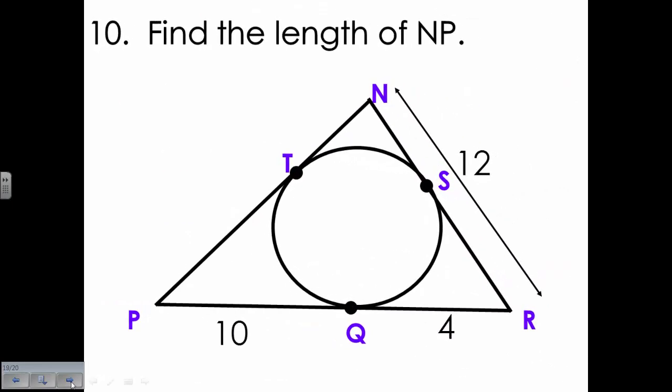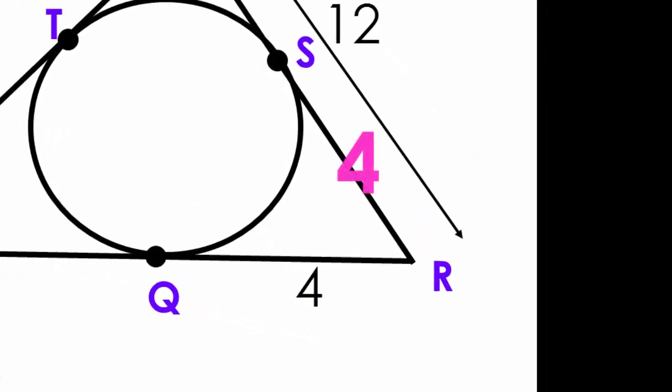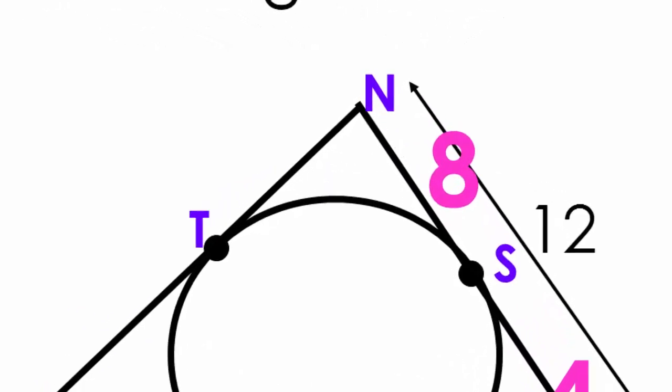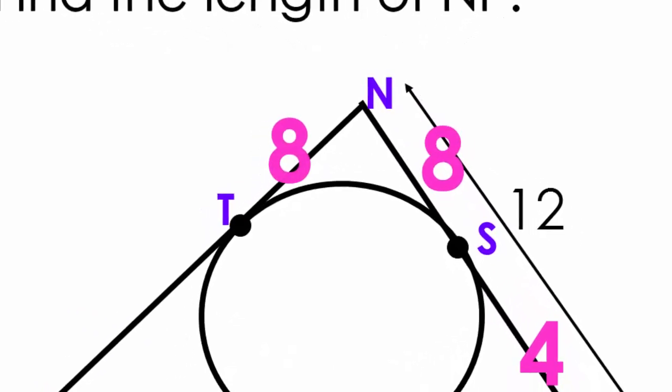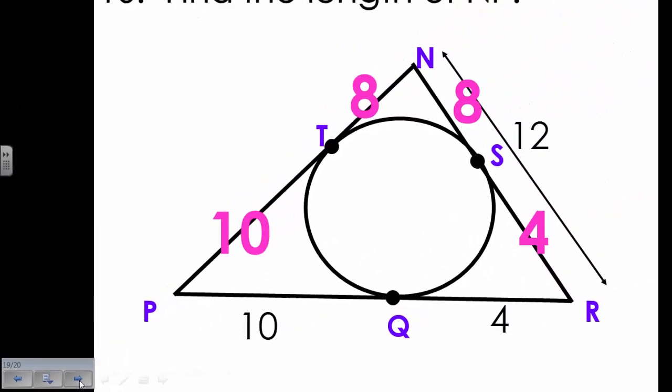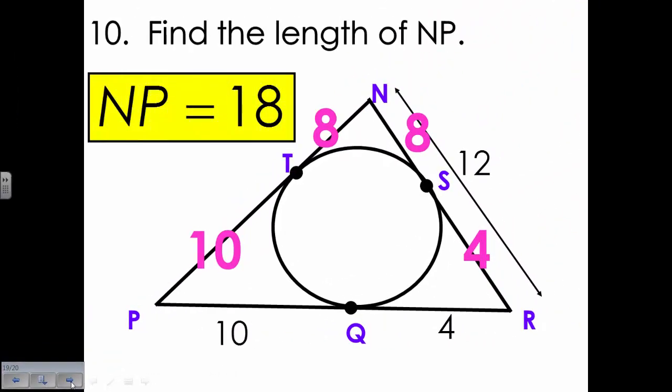Copy down this problem. This problem's kind of like a trio party hat. In order to find the length of NP, you kind of start by covering up all these other party hats and just look at one at a time. Look at Q to R. If Q to R is 4, then S to R is 4. All right, all the way across, NR is 12. So 12 take away 4 leaves me with 8. If N to S is 8, then T to N is also 8. PQ is 10, so PT is also 10. So PN would be 18.